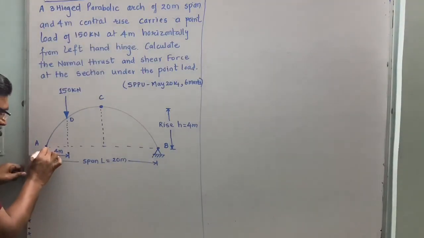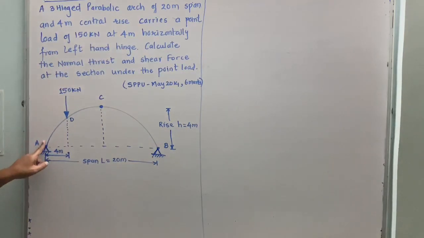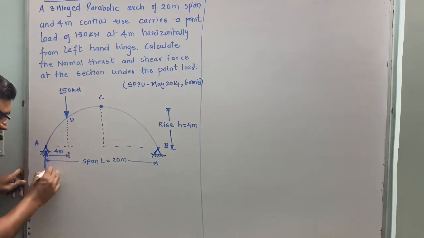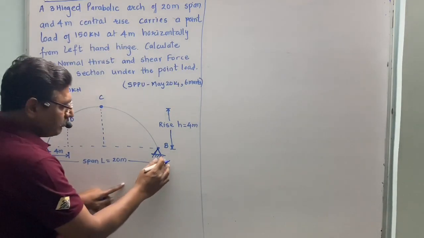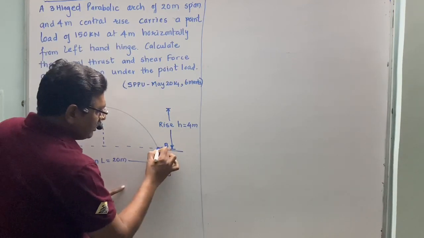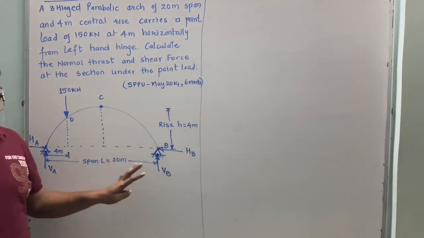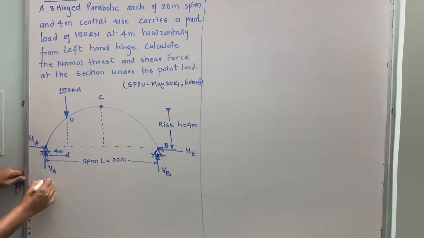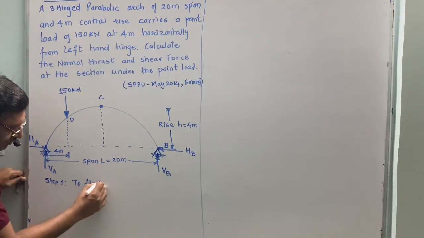This is your support A and this is support B, both hinges. And we know that for a hinge support there are two reactions, horizontal and vertical. So this is your VA and this one is HA. Similarly, at support B we have vertical reaction VB and horizontal reaction HB. Now we can solve these support reactions by considering the conditions of equilibrium. So step number 1, to find support reaction.